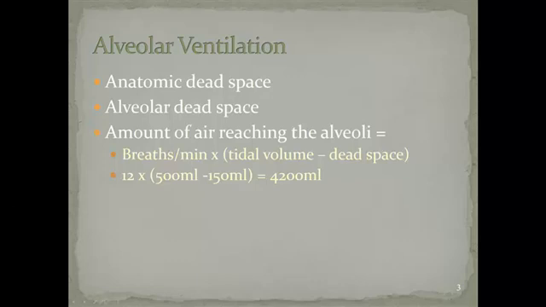If you actually wanted to calculate how much of the air you breathe in gets to the alveoli, you have to subtract the anatomic dead space. This is roughly about 150 milliliters of the 500 milliliters that you inhale, leaving you with about 400 or 350 milliliters of air for each breath, and about 4.2 liters each minute if you're breathing 12 times a minute.